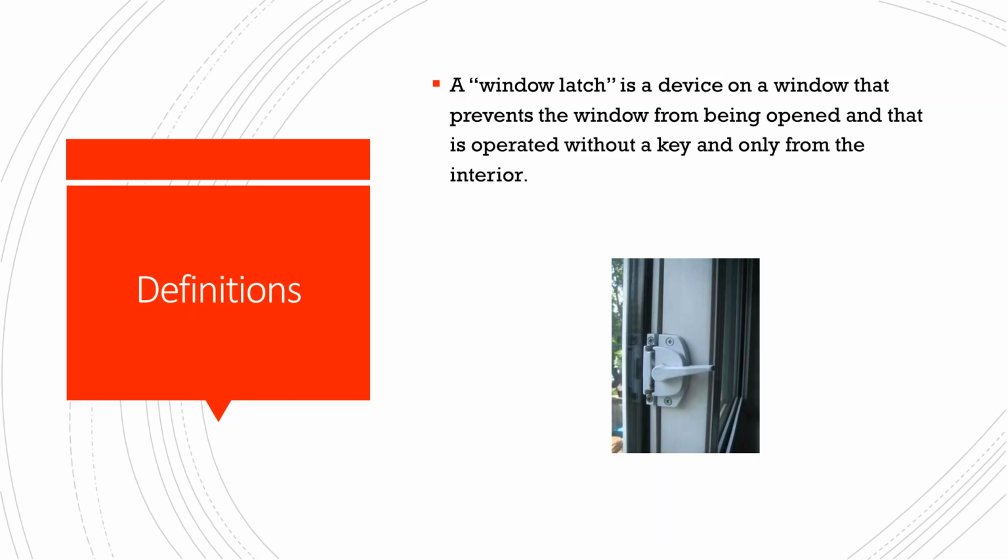Last but not least, we have the window latch. It's a device on a window that prevents the window from being opened, and that is operated without a key and only from the interior. So that sums up the definitions of what a security device can include.